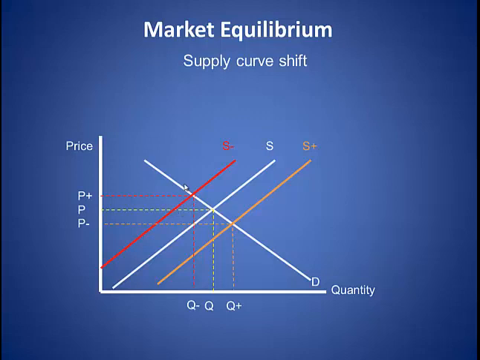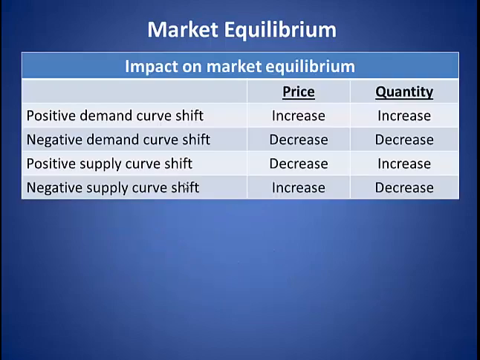And again, I can summarize this in the following chart. If I have a positive supply curve shift, in order to achieve market equilibrium, I'm going to have a decrease in my price and an increase in my quantity. If I have a negative supply curve shift, I'm going to have an increase in price and a decrease in quantity, again to achieve market equilibrium. So that's a summary of demand and supply when one curve moves.